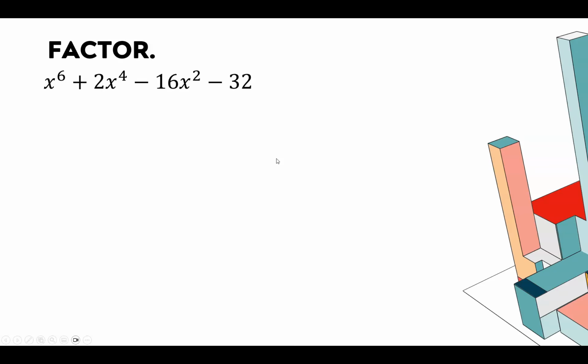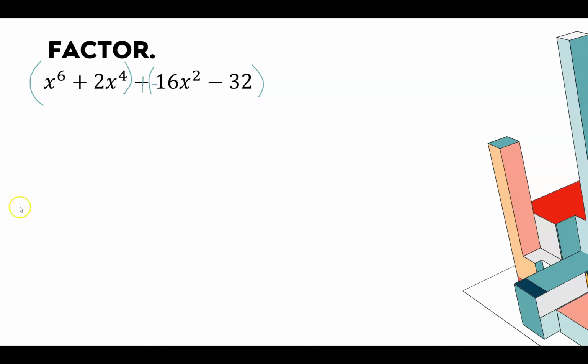Ooh, 4 terms. What do we see? Well, x to the 6th and x to the 4th differ by a degree of 2. x squared and 32 also differ by a degree of 2, like x to the 0. The signs of x to the 6th and 2x to the 4th match. They're both positive. The signs of negative 16x squared and negative 32 are both negative, so they match. We can deal with that. And then, what's the difference in coefficients? The second one here is twice as much, and 32 is twice 16. So I think we can factor by grouping.